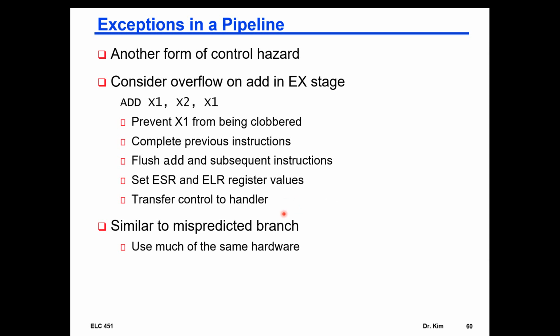The good news is that a lot of the same hardware that was used to handle branches can be reused, because this phenomenon behaves much in the same way as a mispredicted branch, in terms of having to flush the pipeline, finishing the previous instructions and things like that.